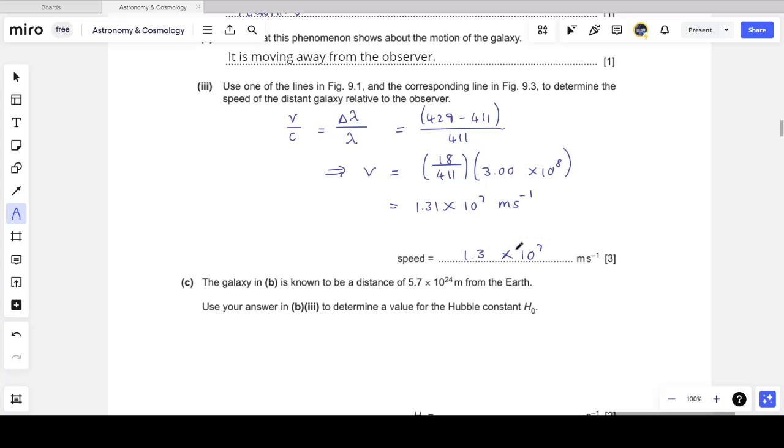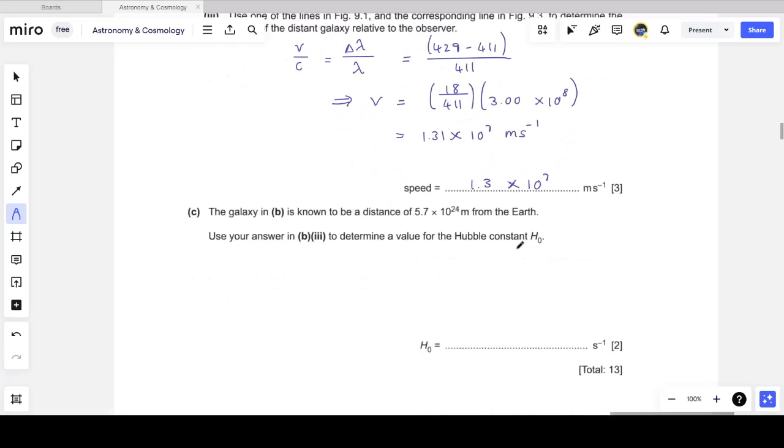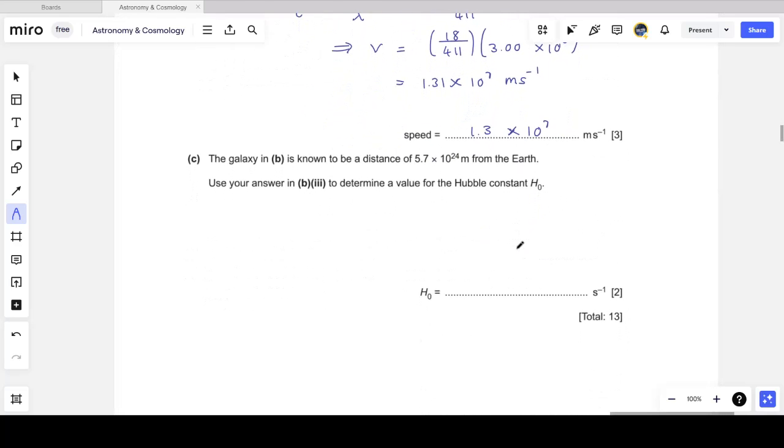And so that means it's a significant speed at which this galaxy, and hence the star, is receding from Earth, if Earth is the observer. We're told then that the galaxy in B is known to be at a distance of 5.7 times 10 to the 24 meters from Earth, significant distance. And we want to use our answer in B3 to determine a value for the Hubble constant. This is, if you remember the equation, straightforward. The speed of recession is equal to Hubble's constant H0 times the separation of the two objects d, which means that Hubble's constant H0 is equal to the speed v divided by the distance d.